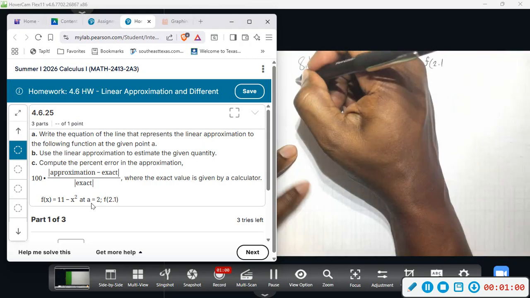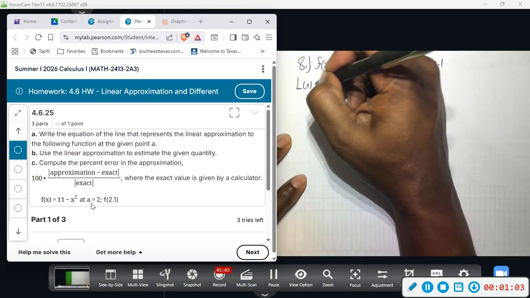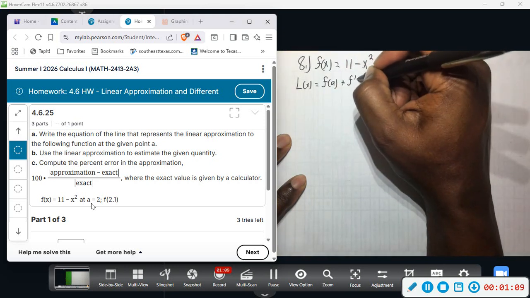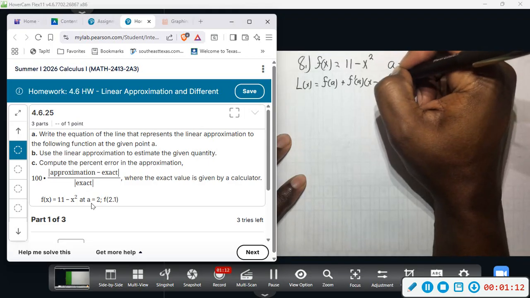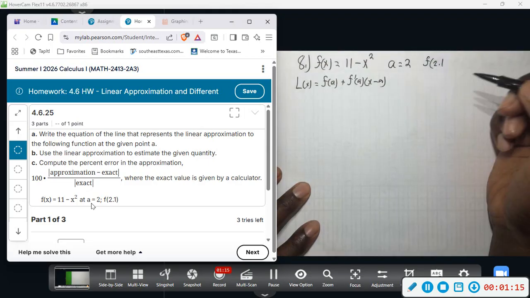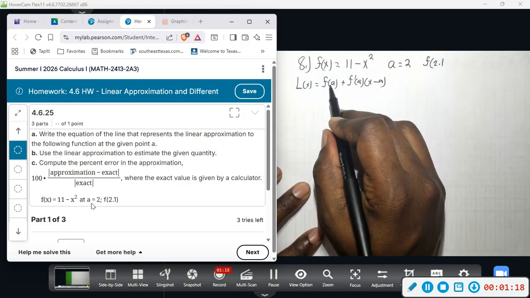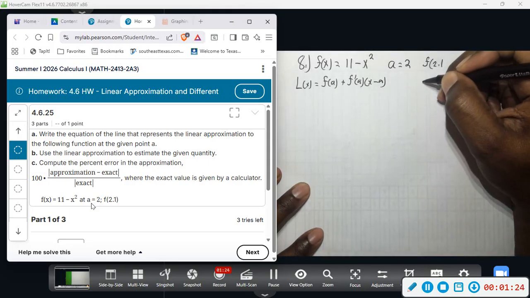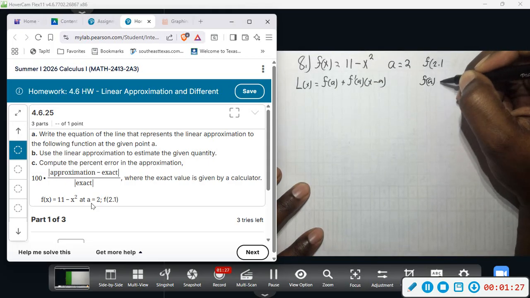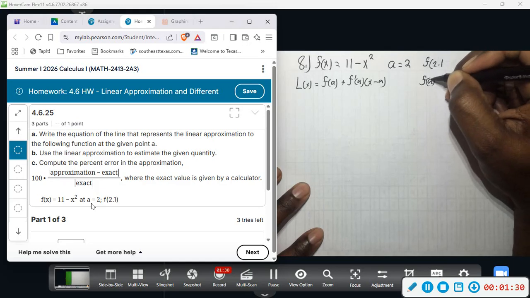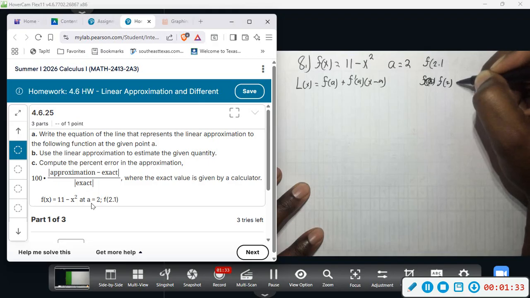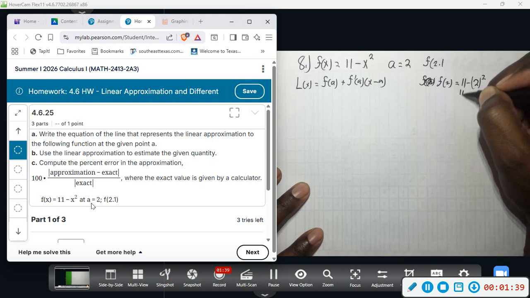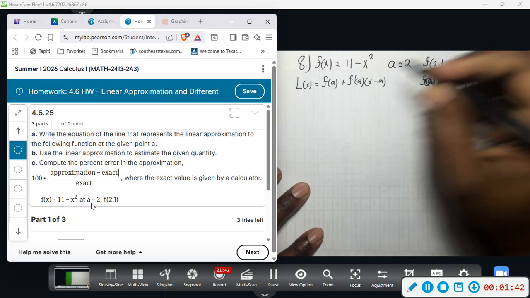All right, so the linear approximation formula, just to remind us, is f of a plus f prime of a times x minus a. Just like the point slope formula, just move that term over. So we need to plug in a to the function to get this value. So let's find f of a. f of a is f of 2. 11 minus 2 squared. 11 minus 4, and we get 7.